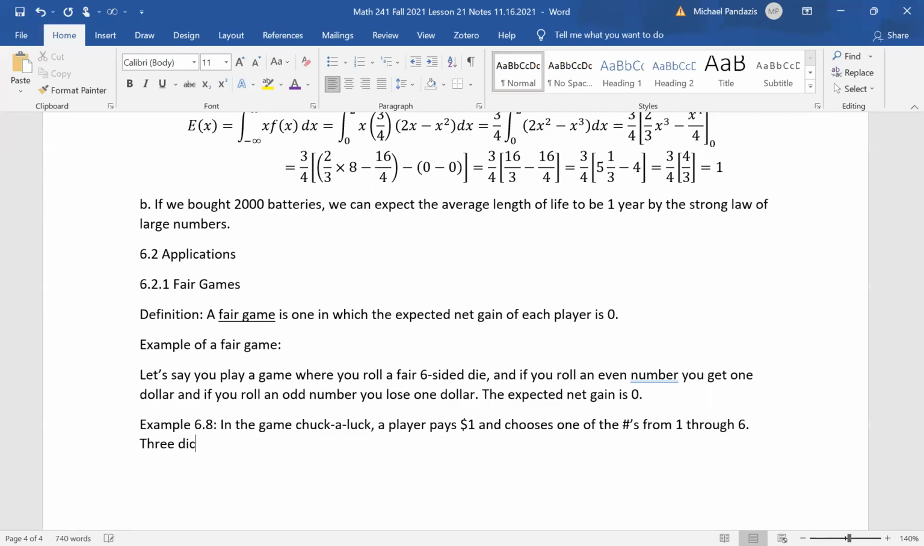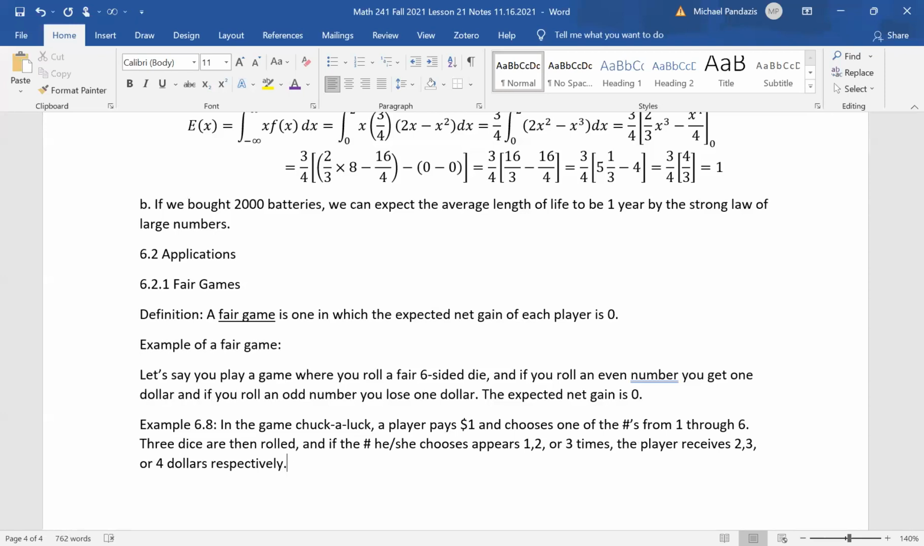3 dice are then rolled. And if the number he or she chooses appears 1, 2, or 3 times, the player receives 2, 3, or $4 respectively. Okay, so that means that a player pays $1 to play the game.